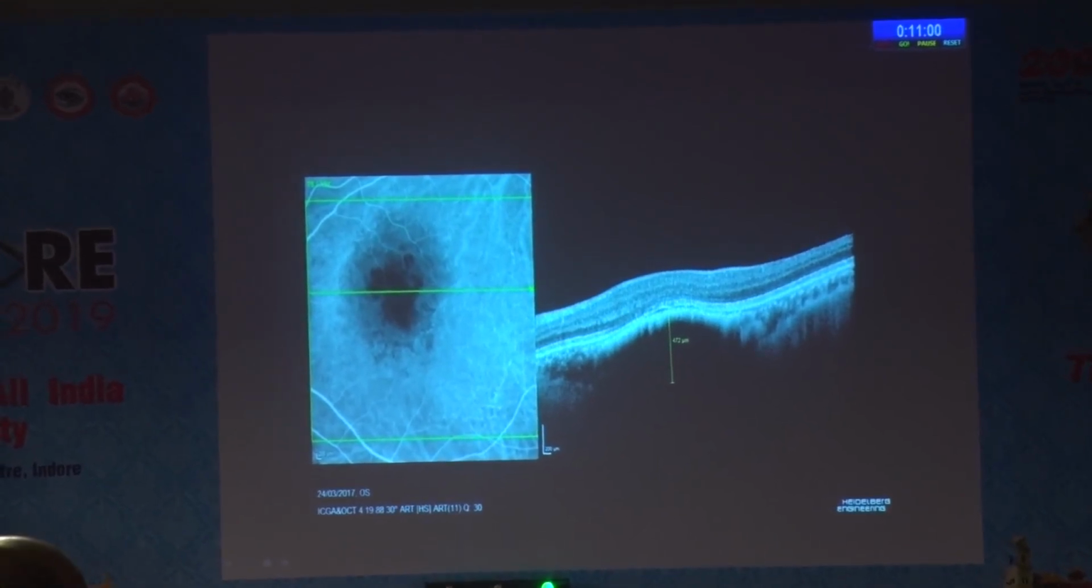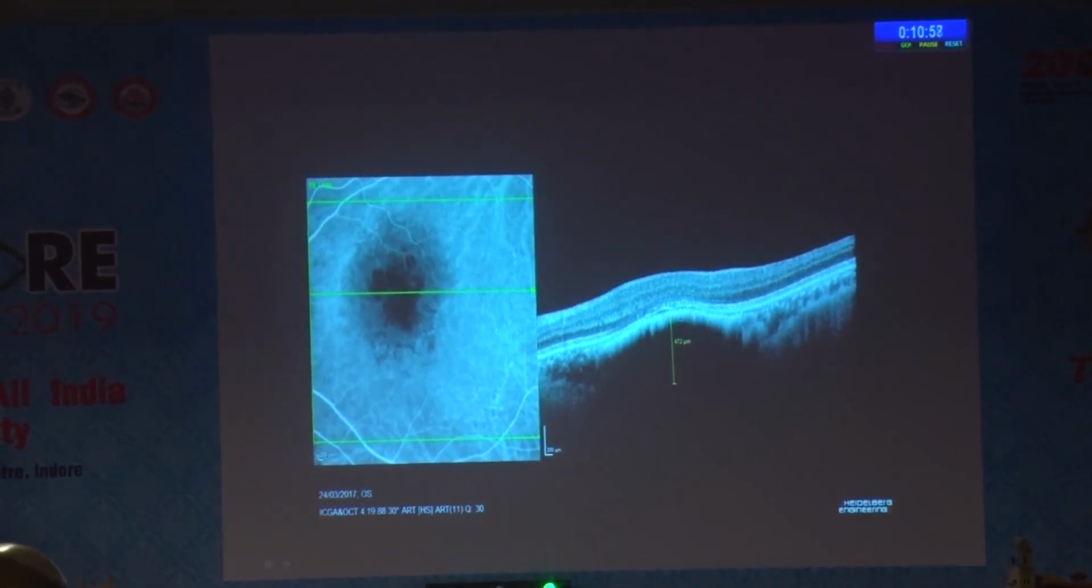It looks like a Nevis. There's a push from below, and it's pretty large. The whole thing, this entire shadowing out there. The RPE is pushed up. How much is it? 400 something.